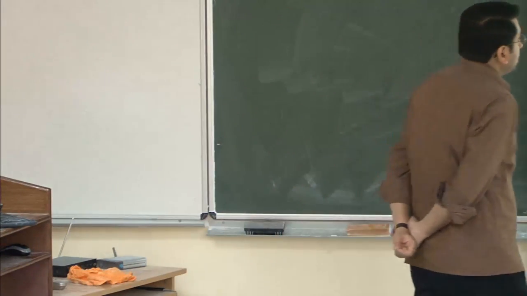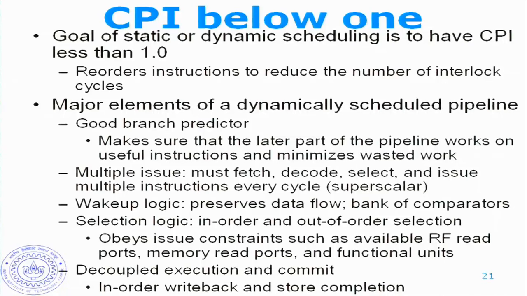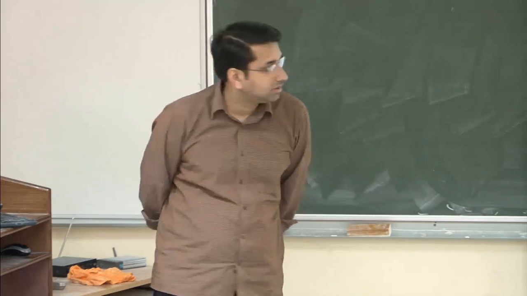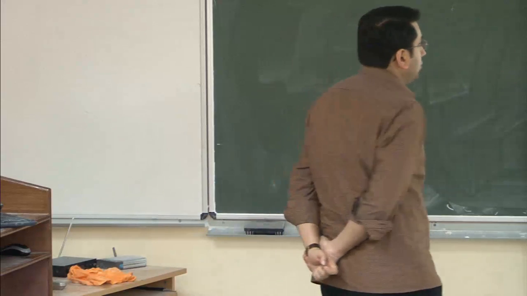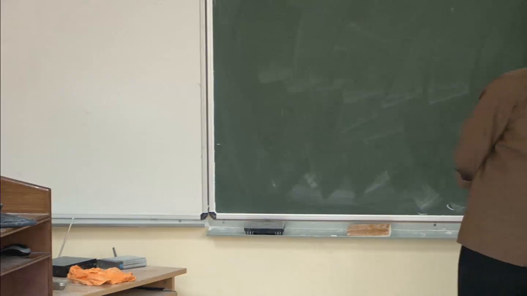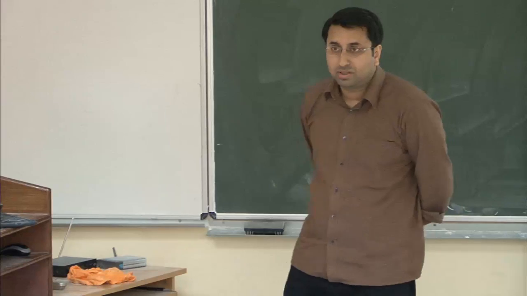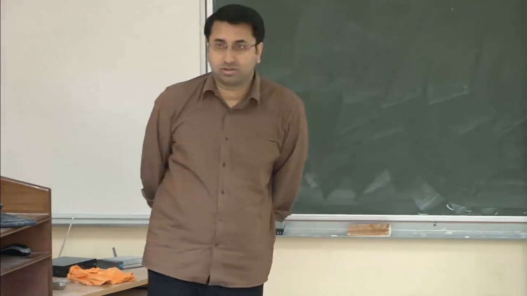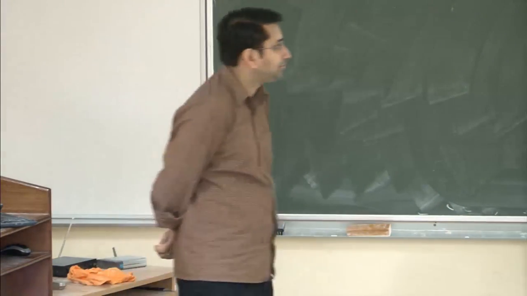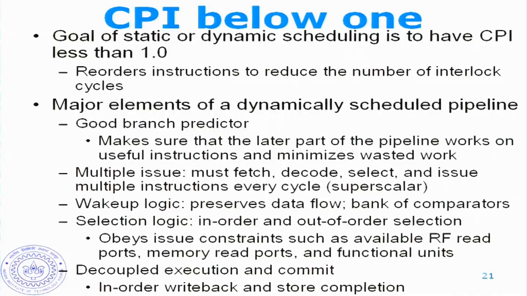Here is a summary of the major elements of a dynamically scheduled pipeline. You need a good branch predictor to make sure that the later part of the pipeline works on useful instructions and minimizes wasted work. Otherwise, if you do not have a good predictor, you'll be fetching wrong instructions most of the time, and you'll be doing wasteful work, which will have to be thrown away later. Second element is multiple issue. You must fetch, decode, select, and issue multiple instructions every cycle, and that's what is called a superscalar processor.